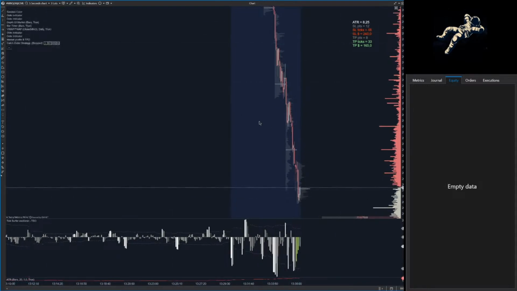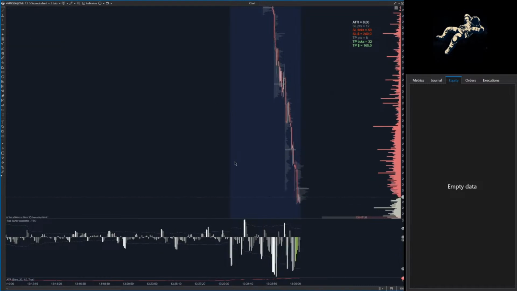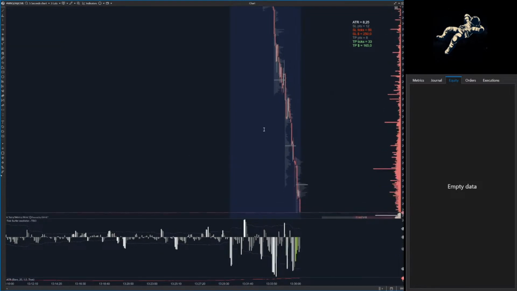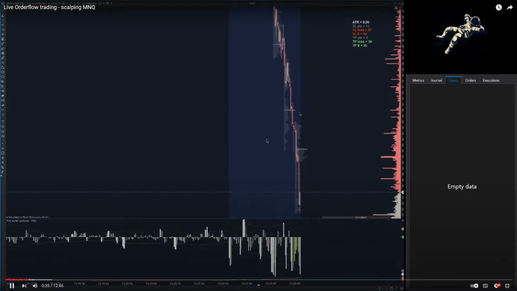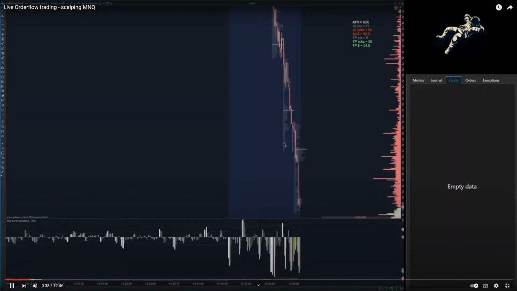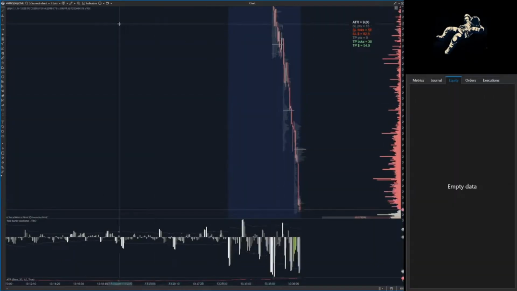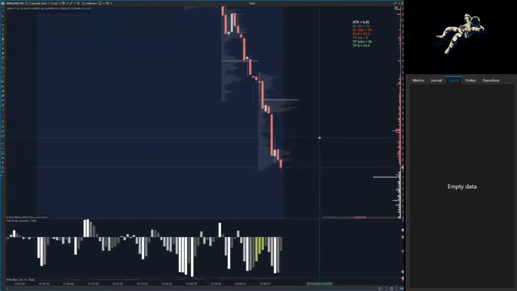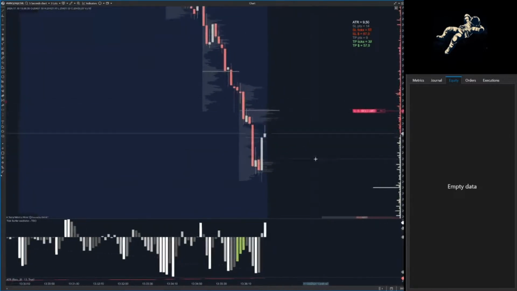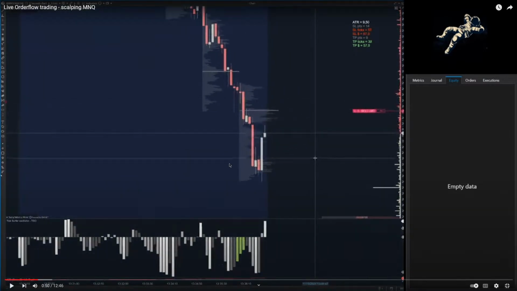I'm trading on the 5-second chart. The time frame is not really important, though. One bar is 5 seconds, but I'm not entering on candle close or anything like that, so it's not really important what time frame I'm on. I'm looking mainly at the volume profile. So I'm just going to stop it here for a second.